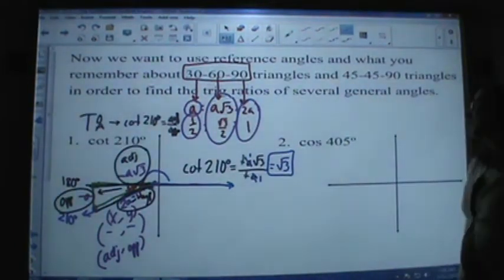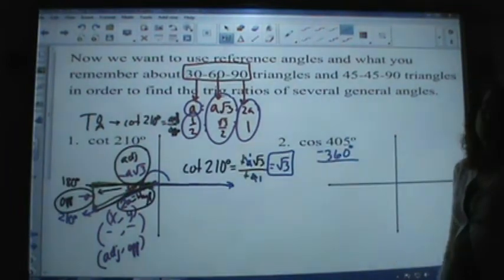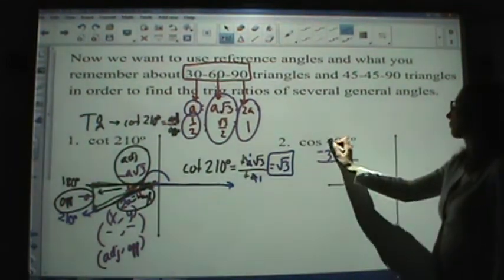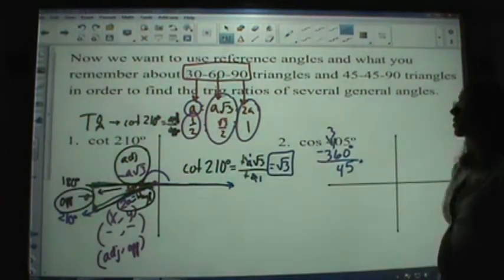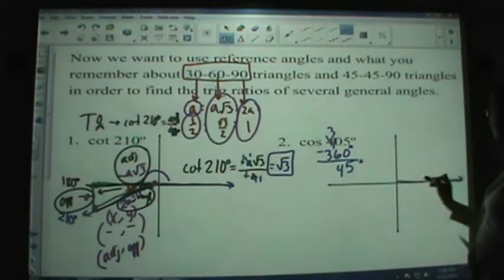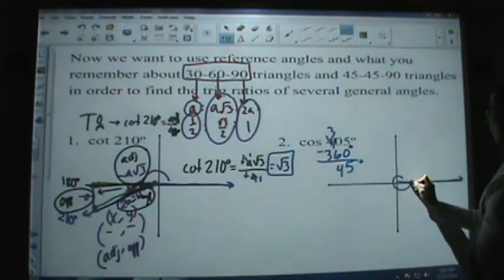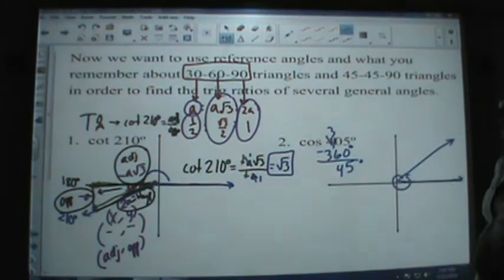Next item up for bid is the cosine of 405 degrees. So 405, let's see, that is more than 360. So we're going around the circle and then some. And then some by 45 degrees exactly. So if we were to sketch the angle, we would start in standard position, open upward, full 360, and then another 45 degrees, which lands us halfway through the first quadrant.